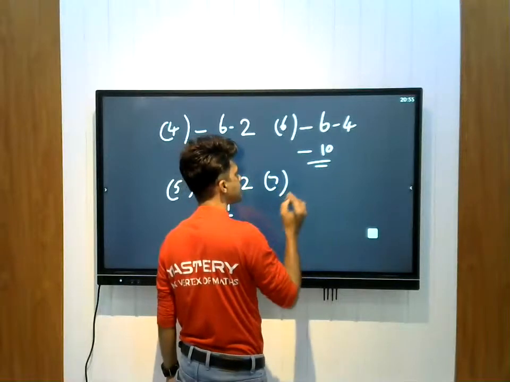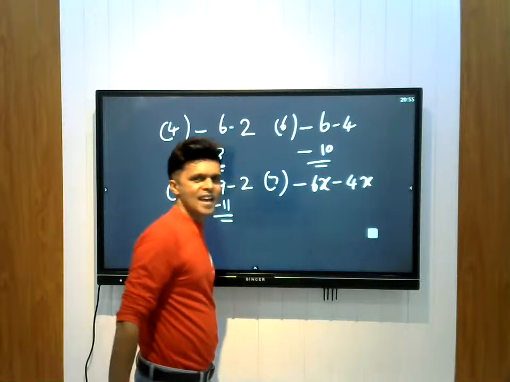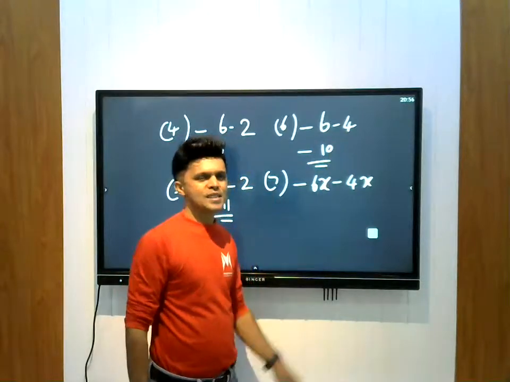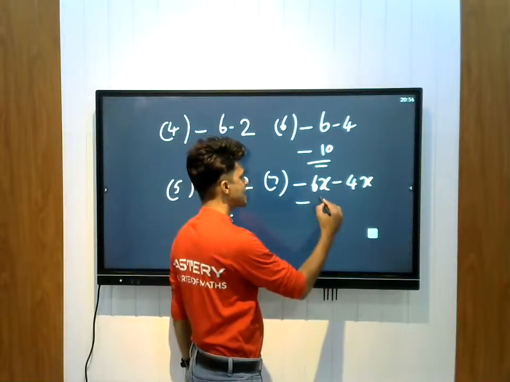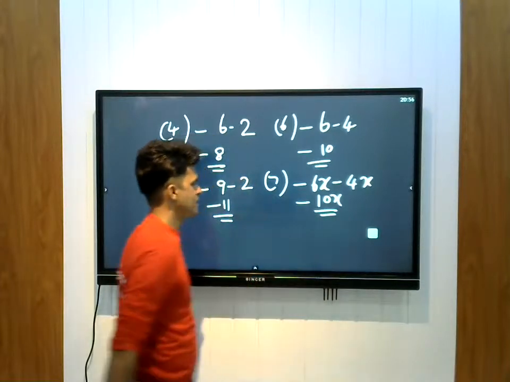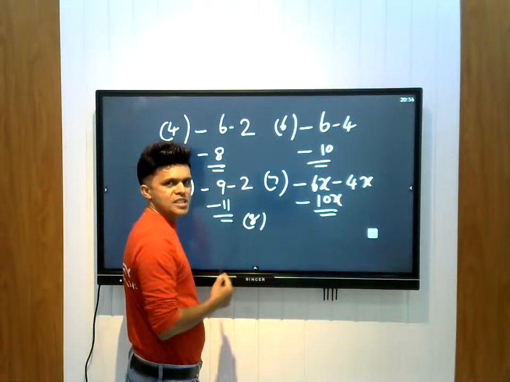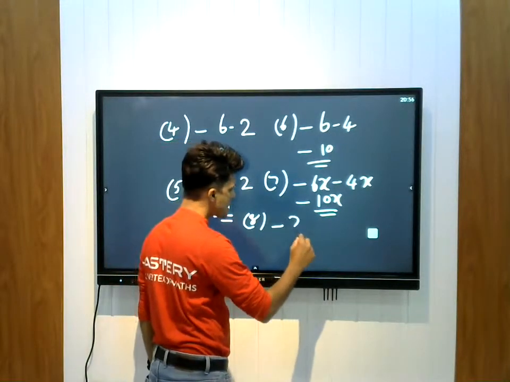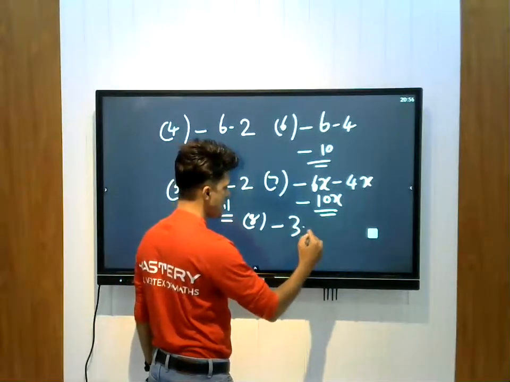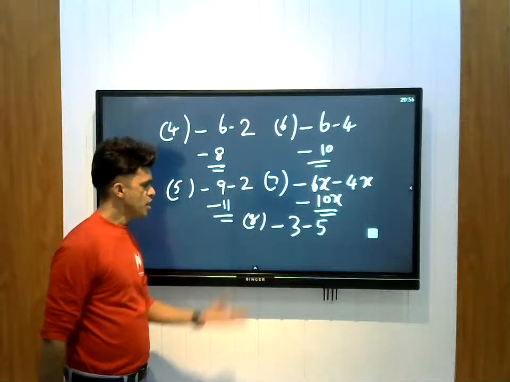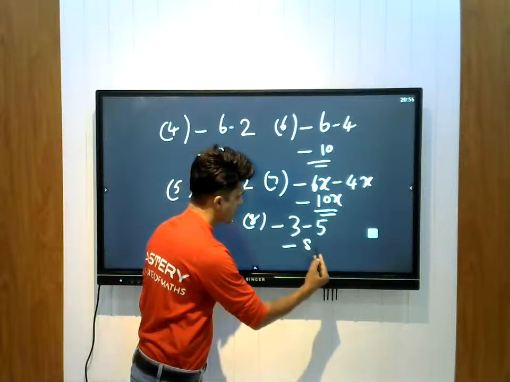Think of this one. Minus 6x minus 4x. Do you know here that minus 6 minus 4 is minus 10? Minus 6x minus 4x is minus 10x. Likewise, you are able to do the eighth question as well. Minus 3 minus 5. What should be the answer? You are able to add these two digits. Minus 3 minus 5 is minus 8.